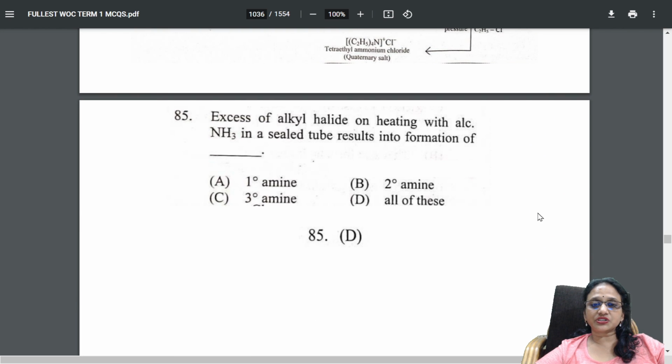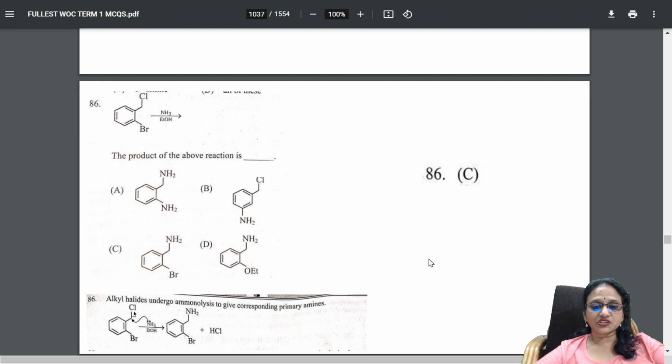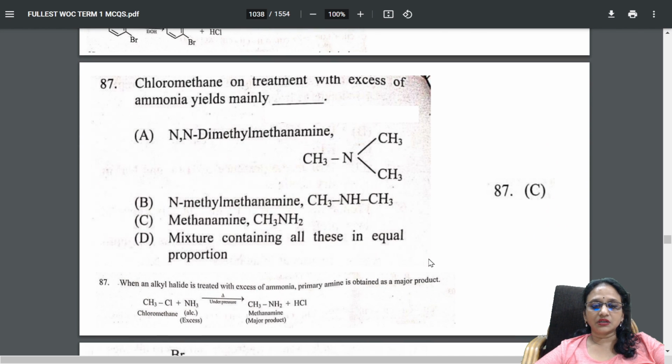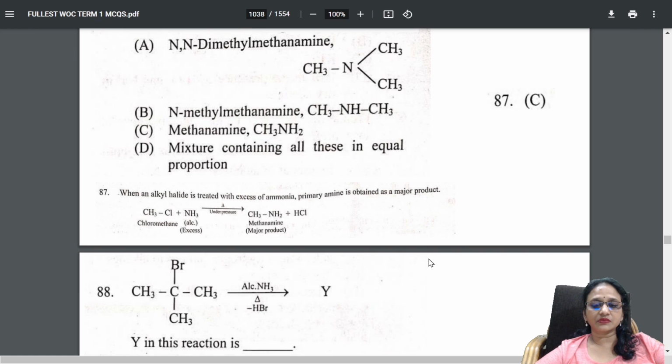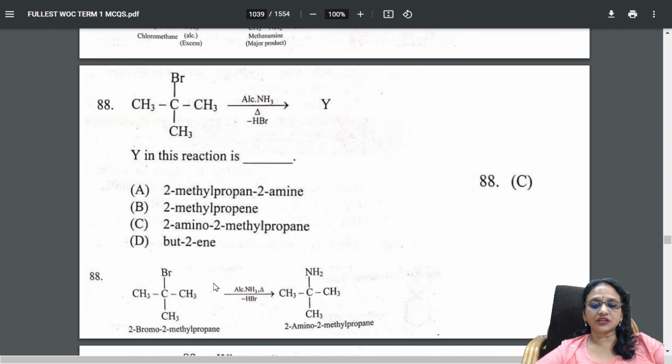Further, the question where you're treating alkyl halides with alcoholic ammonia. All right. This is one more question, which is based on the addition of ammonia forming amines. There is a question based on chloromethane with ammonia forming amines. This is a conversion of alkyl halides to amines. One more question, ammonia only in a different way, but finally you're converting alkyl halides to amines only.